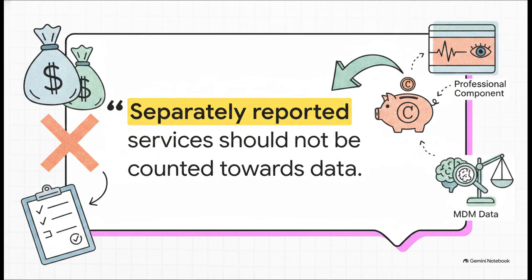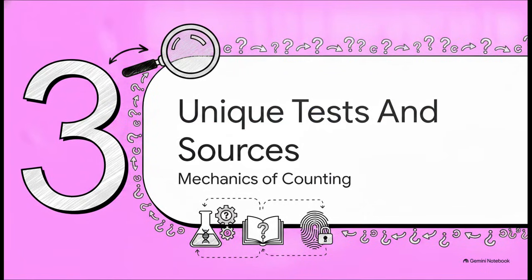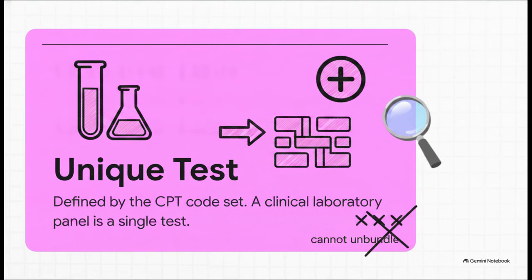Never both. All right, Section 3, Defining Unique Tests and Sources. Let's get into the actual mechanics of counting. First off, what exactly is a unique test? Well, it is defined strictly by the CPT code set.